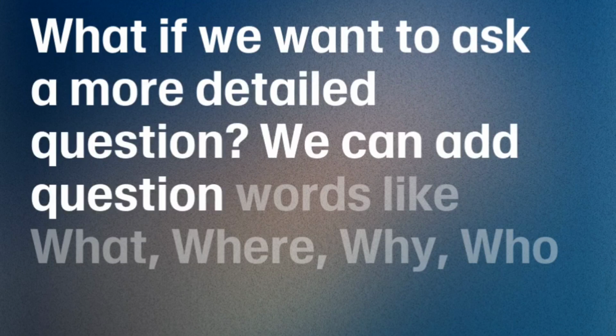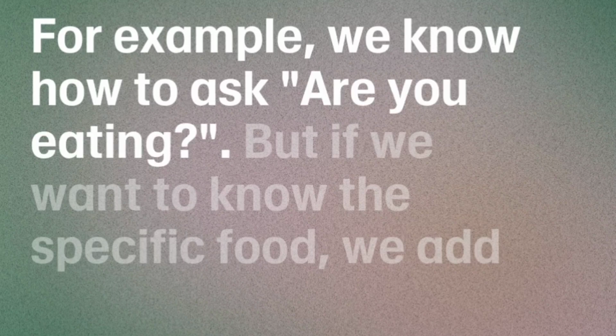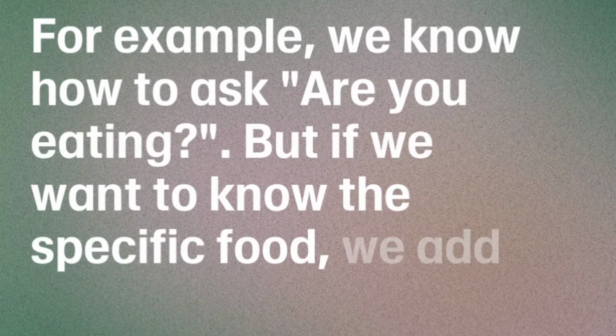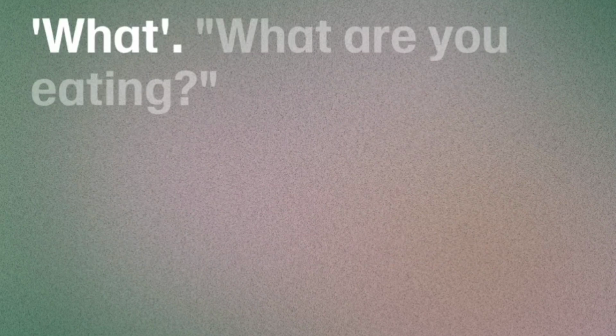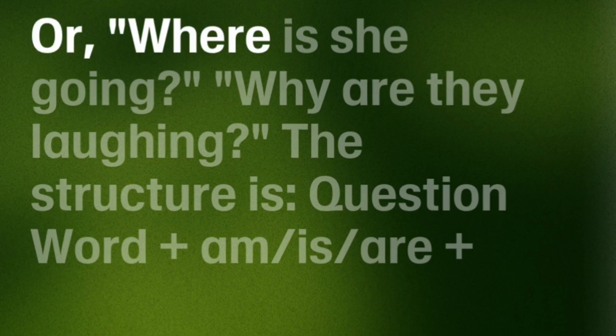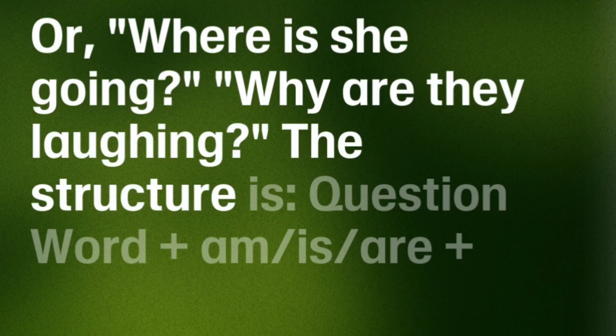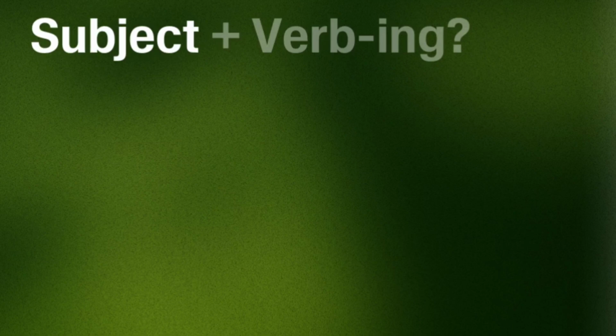What if we want to ask a more detailed question? We can add question words like what, where, why, who to the beginning. For example, we know how to ask, are you eating? But if we want to know the specific food, we add what. What are you eating? Or, where is she going? Why are they laughing? The structure is question word plus am, is, are plus subject plus verb-ing.